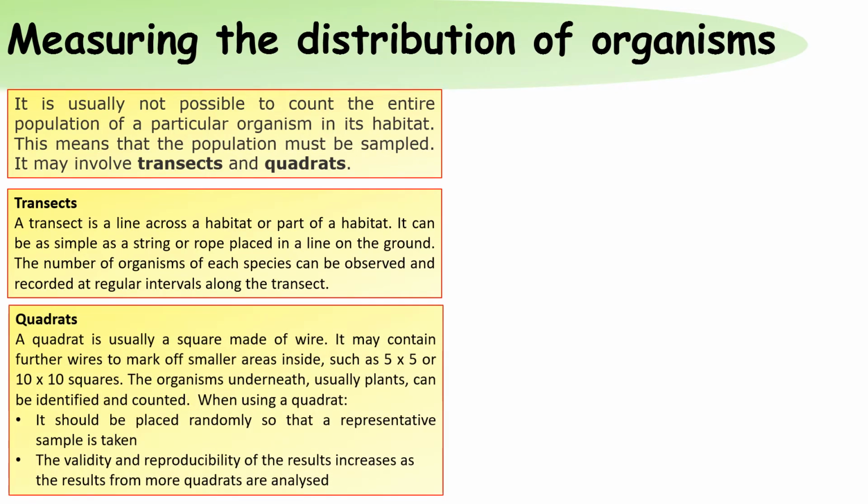Quadrats can be used to measure the number of organisms within a specific area. Quadrats are usually square, and they might be 5 by 5 or 10 by 10. The quadrat needs to be placed randomly within an area and the organisms need to be counted in it. To make the results more valid, a number of different areas need to be sampled using the quadrat and then the results need to be averaged out.